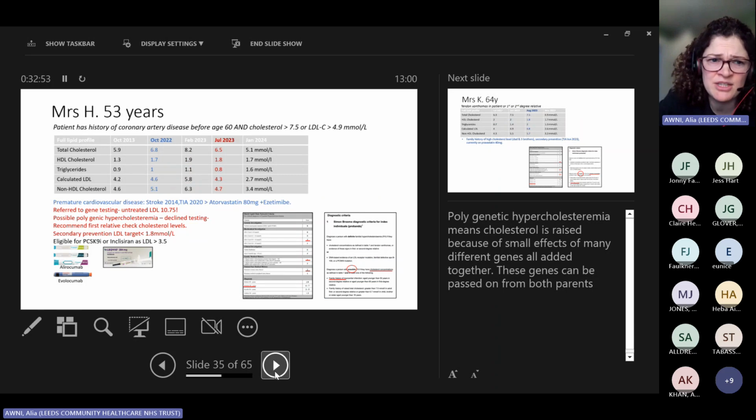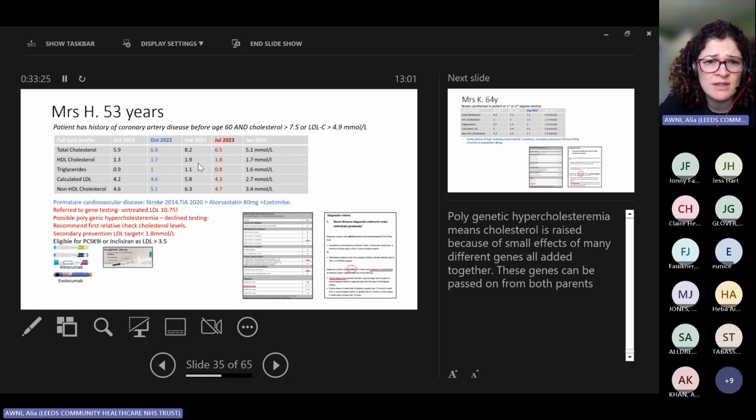This is an example of a patient with a history of coronary heart disease by the age of 60 with high cholesterol levels. Here you can see the lipid profile. The one highlighted in blue, October 22. She had premature cardiovascular disease below the age of 60, that is stroke in 2014 and TIA in 2020.